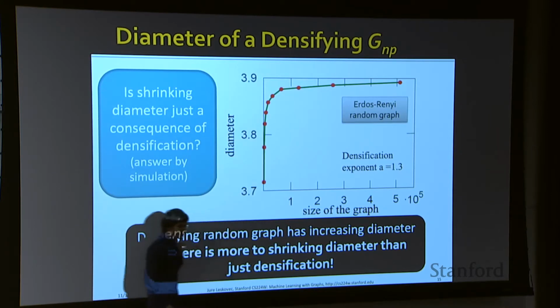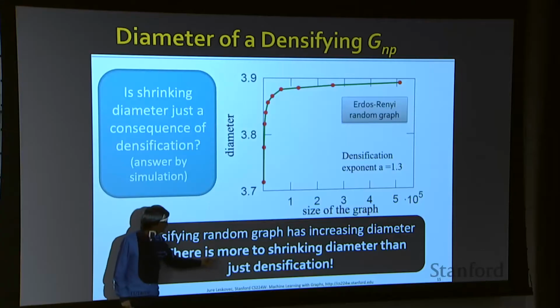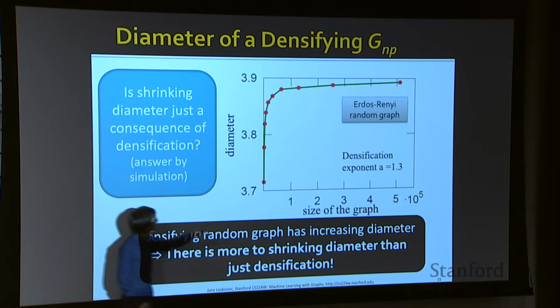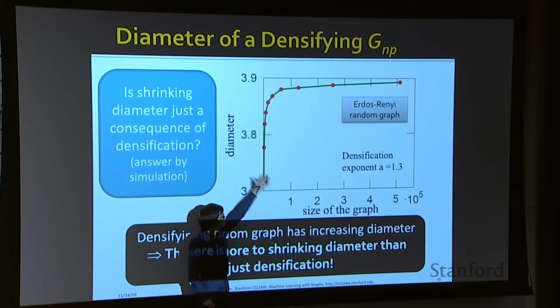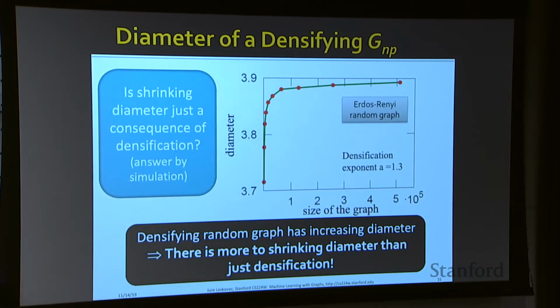So what do I conclude? I can conclude that a densifying random graph has an increasing diameter. So this means that there is more to shrinking diameter than just the densification. There must be some other ingredient, because here the densification itself is not enough, right? So there must be something else. All right? Yes?